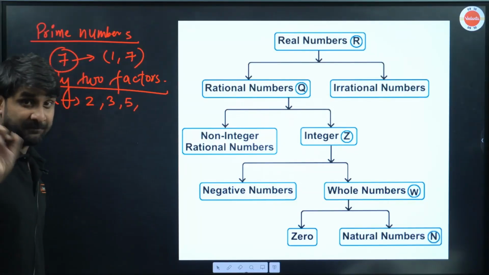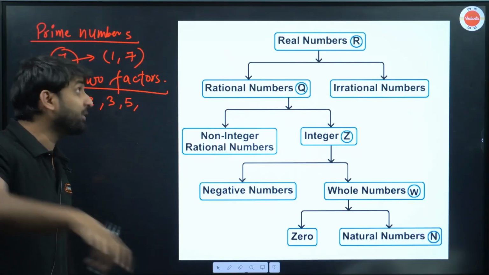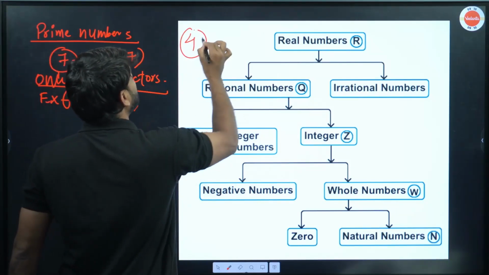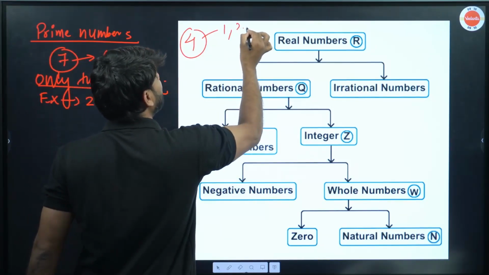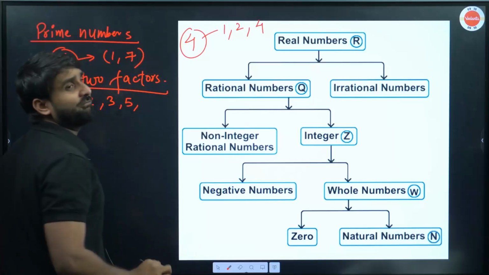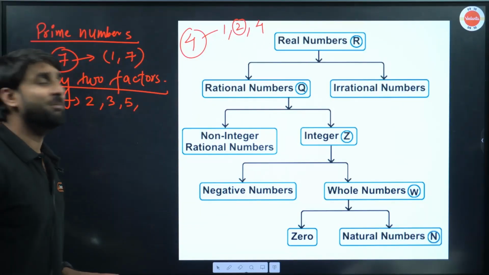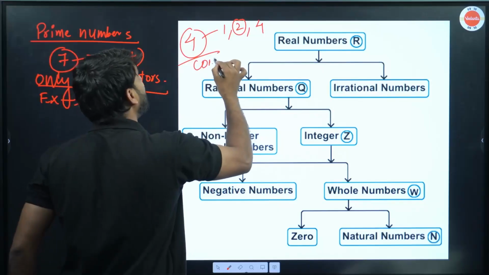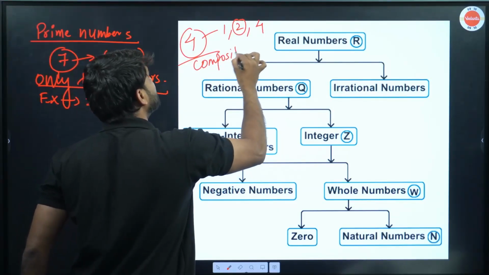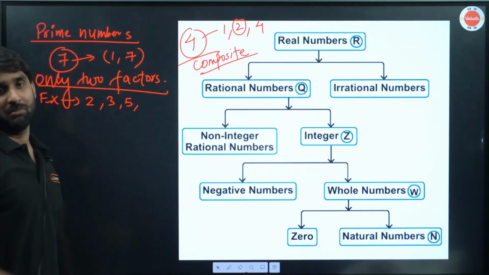4 will not be there, because 4 can be divided by 1, it can be divided by 2, and it can be divided by 4. So one extra factor is there. So 4 is not a prime number. Such numbers are called composite numbers.